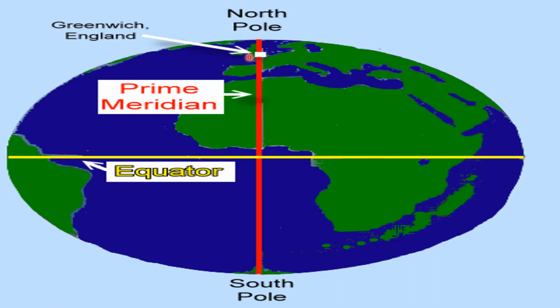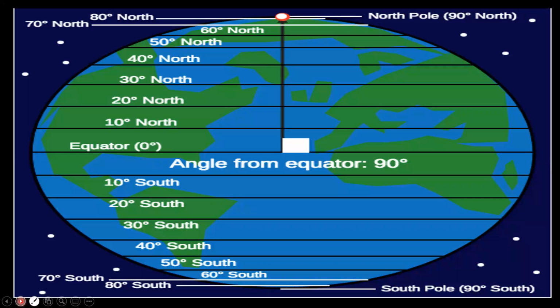And the North Pole is at 90-degree latitude, whereas the South Pole is at 90-degree latitude. With this, I hope all the features of lines of latitude is very clear to all of us. And let us just revise everything once again.